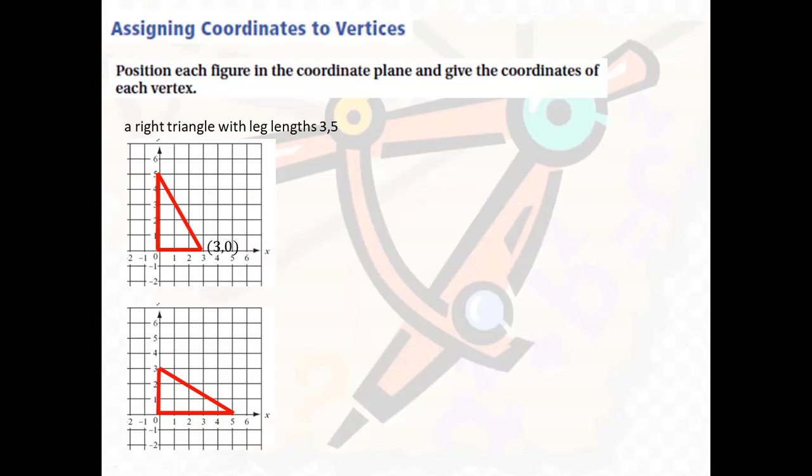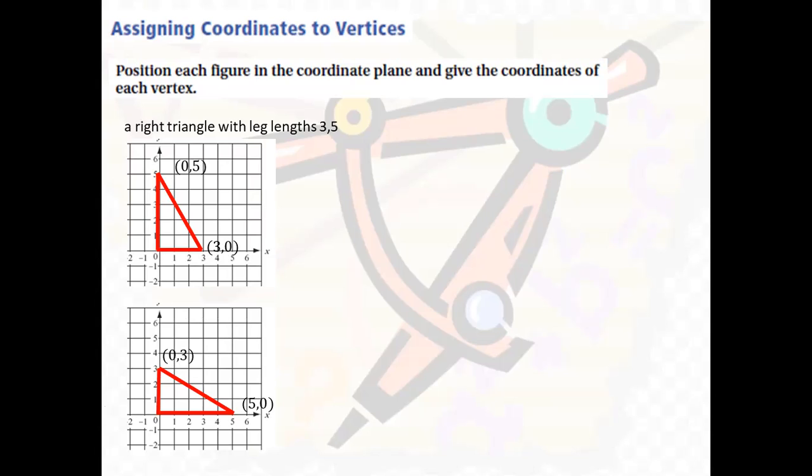Now we have to write the coordinates. As you know, this vertex is always going to be 0, 0. This vertex is going to be 3, 0. Note that the value of x is 3, but the value of y is 0. Then this one is going to be 0, 5, because the value of x is 0. It is not on the x-axis, it's on the y-axis, so the y is 5. Similarly, if you had drawn the right triangle this way, this vertex is going to be 5, 0, and the other one is going to be 0, 3. So you need to be a bit careful when you're writing these vertex coordinates.